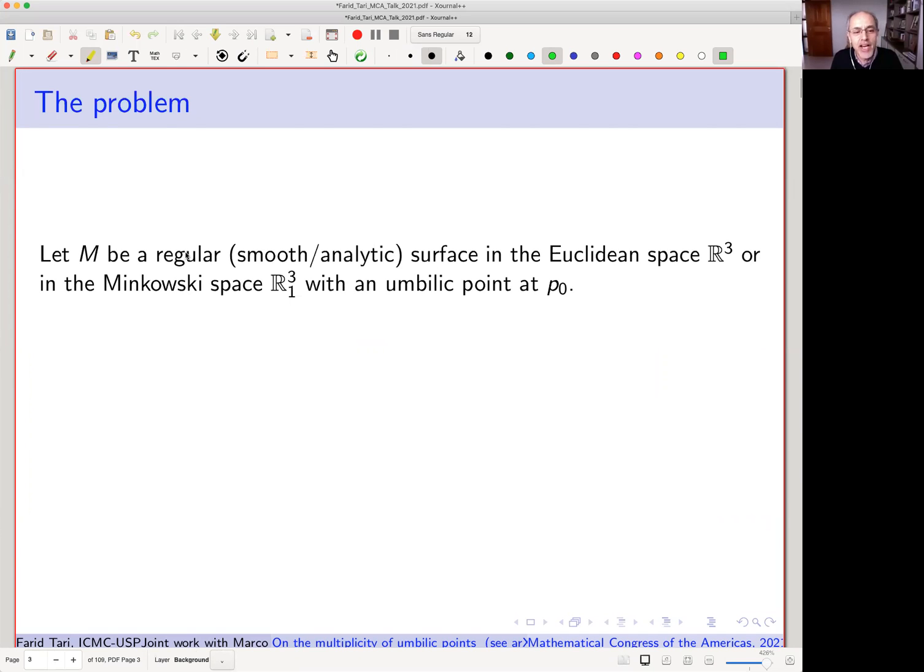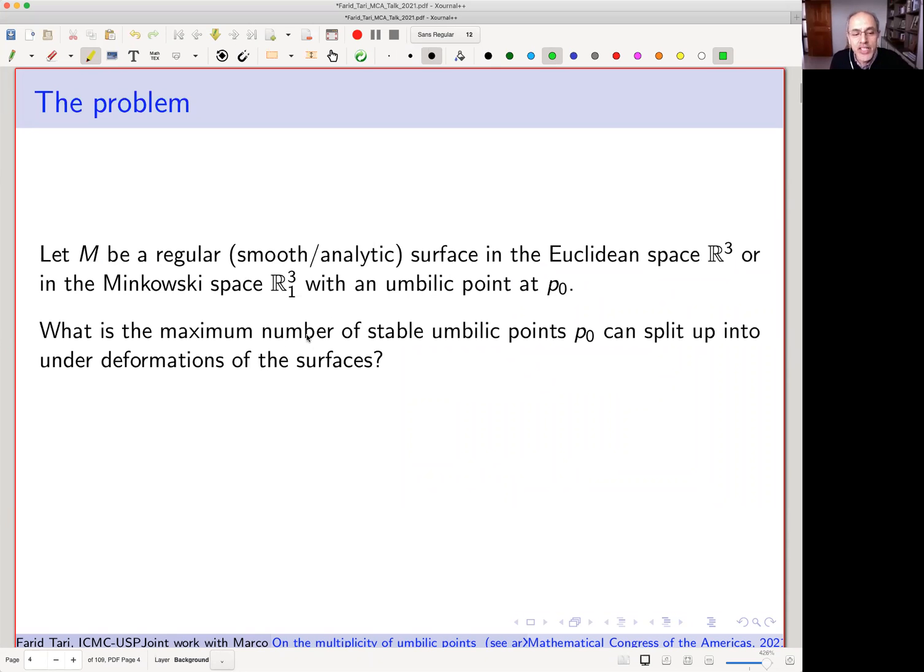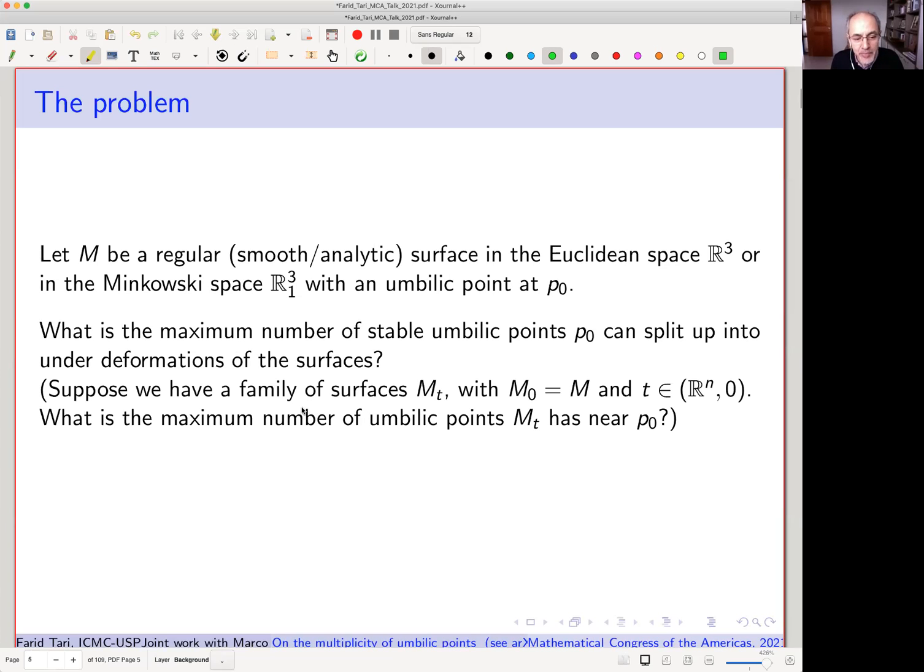If I have a regular surface, smooth or analytic, in the Euclidean space or in the Minkowski space R^3_1 with an umbilic point at the point P0, the question is: what is the maximum number of stable umbilic points P0 can split up into under deformation of the surface? So what does it mean?